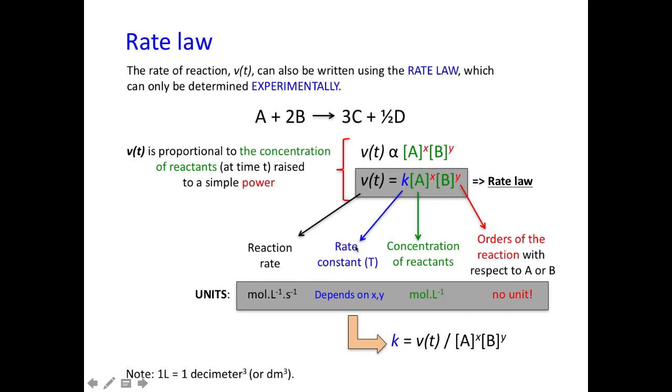Now, we don't know the units of the rate constant, but if we isolate the rate constant k from this expression, we would have Vt divided by the concentration of A to the power of x and the concentration of B to the power of y. So if I know x and y, I know the units of concentration, which are easy, molar for instance, and the reaction rate would be molar per second. I just add them here to get the unit of the rate constant.